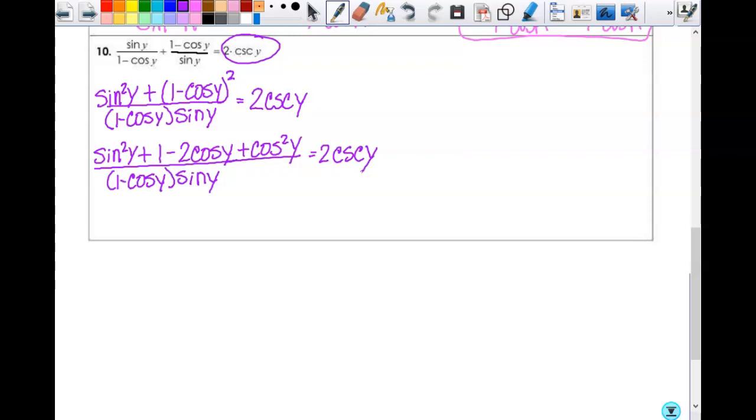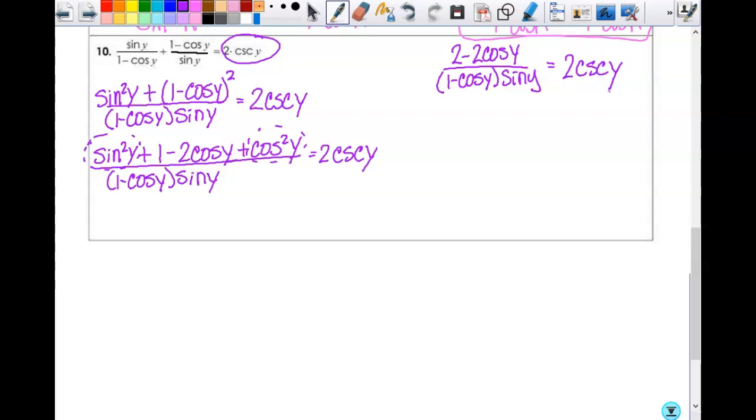Now, I can't really clean up the numerator, like combine like terms, because there aren't any to combine, but can I substitute anything? Is there anything I could substitute at this point that might be helpful? Good. Even though they're not next to each other, you've got this sine squared y and this cosine squared y that are both positive. They're going to be added. What does that give you? 1. And then when you take that 1 and add it to this 1, it gives you what? 2. So I'm actually going to be left with 2 minus 2 cosine y in the numerator over 1 minus cosine y times sine y equals 2 cosecant y.